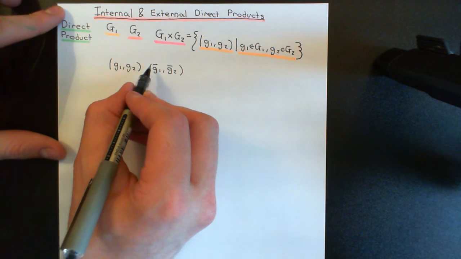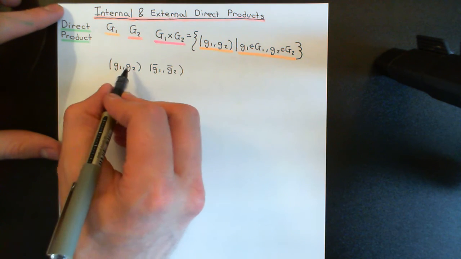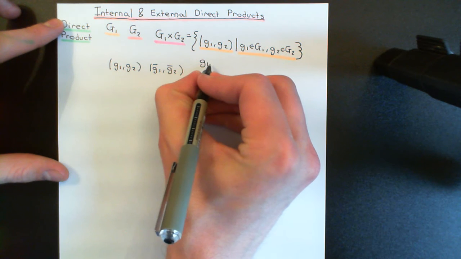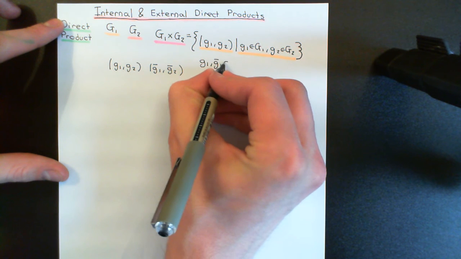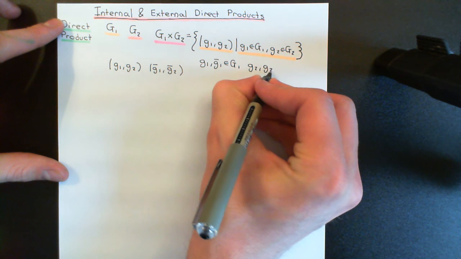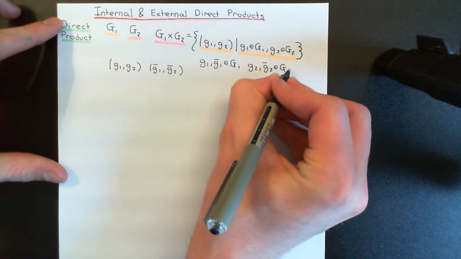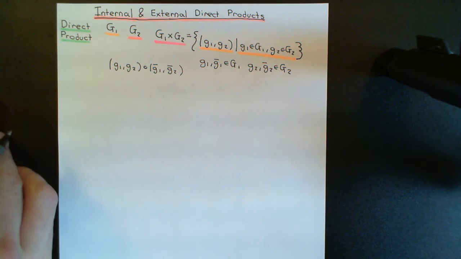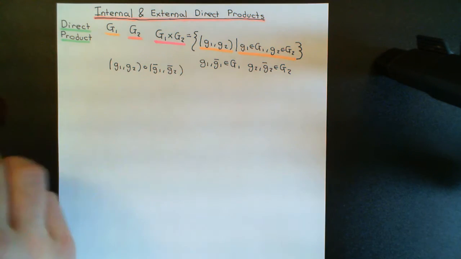Okay, but more generally G1 bar will not be the same as G1, and G2 bar will not be the same as G2. So just to put this down, G1 and G1 bar are just arbitrary elements of capital G1, and G2 and G2 bar are just arbitrary elements of capital G2. Now what we're going to do is define the composition of these two ordered pairs here.